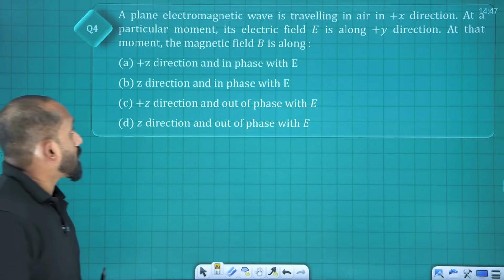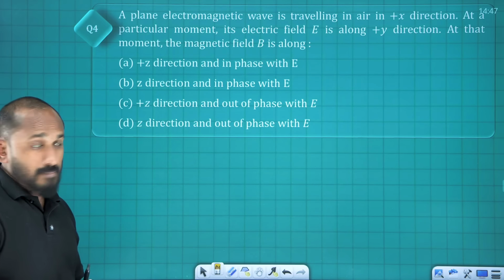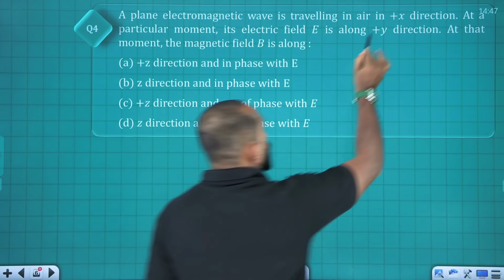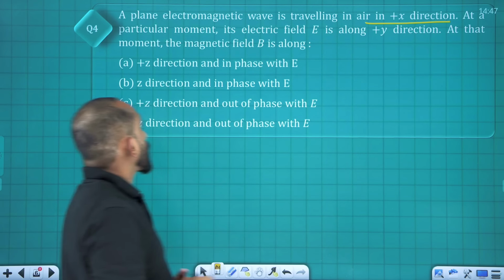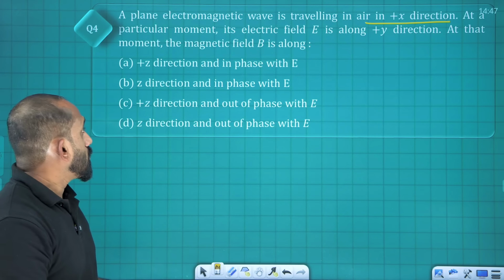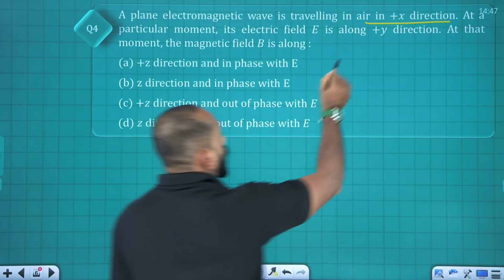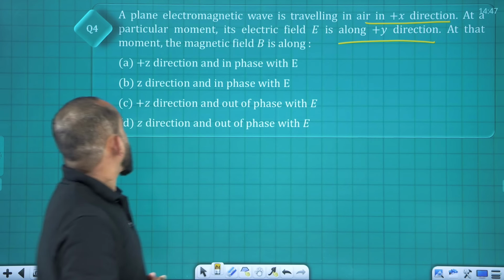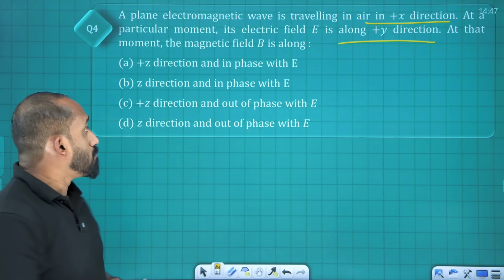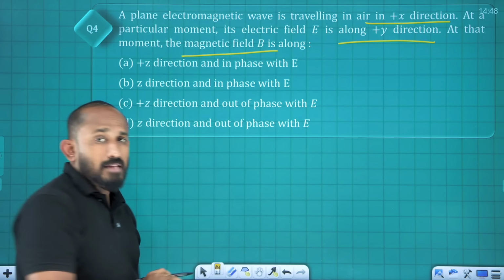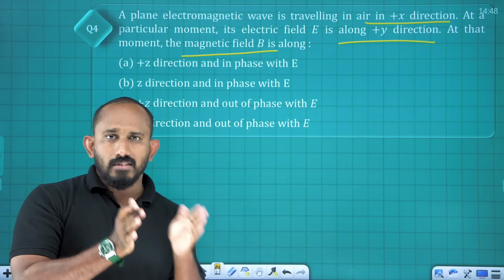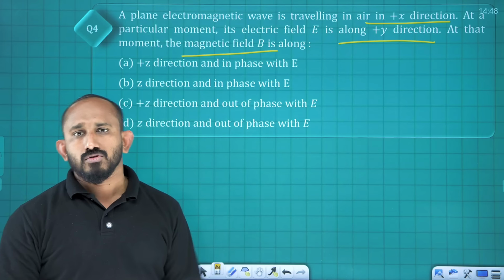A plane electromagnetic wave is traveling in air in plus x direction. So it's moving along the positive x direction. At a particular moment, the electric field E is along the positive y direction. At that moment, the magnetic field B is along. So the question is regarding the magnetic field; the electric field is given and the propagation of the wave is also given.